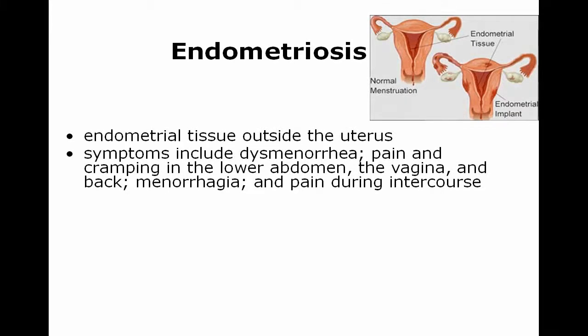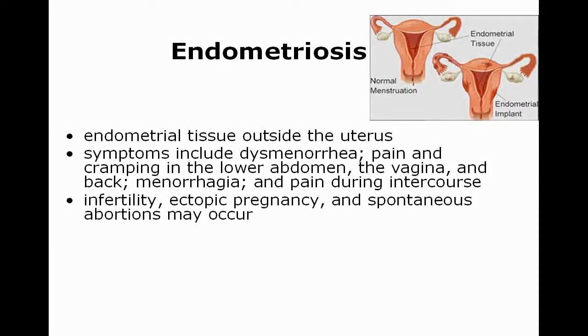So there's a lot of different places for the endometrial tissue to gather outside the uterus, and the symptoms depend on how severe that accumulation of endometrial tissue outside the uterus actually is, and the site. There's probably going to be some dysmenorrhea, some abnormal bleeding, whether it's menorrhagia or metrorrhagia, cramping, maybe even pain during intercourse. And the endometriosis can cause some pretty serious problems like infertility. A person may not be able to get pregnant because of the presence of the endometrial tissue outside the uterus. Ectopic pregnancy may occur, and I'll talk about that in just a few minutes, and spontaneous abortions.